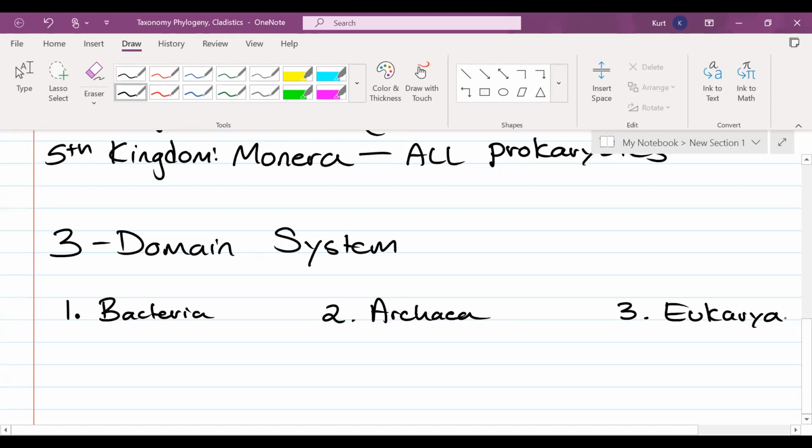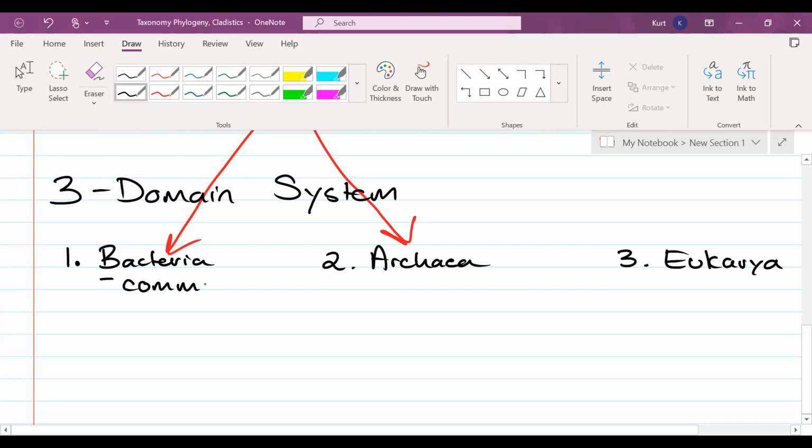What happened was the kingdom Monera basically got broken up into these two. And kingdom is still below domain. It goes domain, then kingdom. But bacteria represent common prokaryotes.